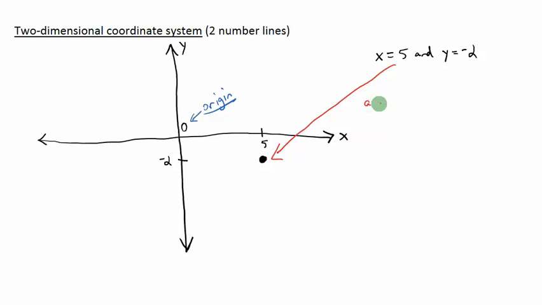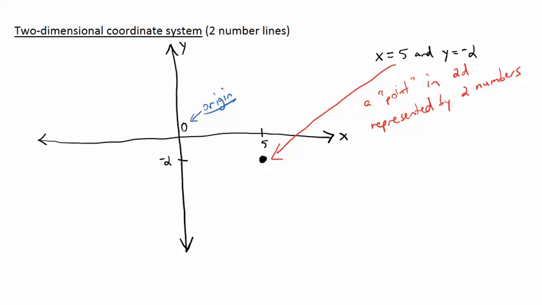So a point in 2 dimensions is represented by two numbers. Okay? Now, you can imagine this extends to 3 dimensions. You would use 3 numbers. In 4 dimensions, you would need 4 numbers, okay? But we're going to stop here at the 2-dimensional system.